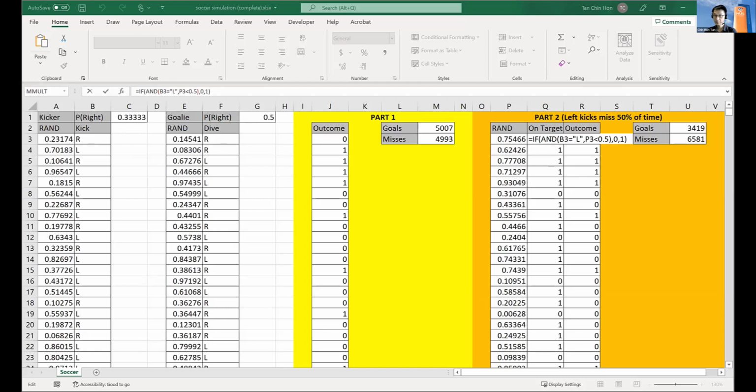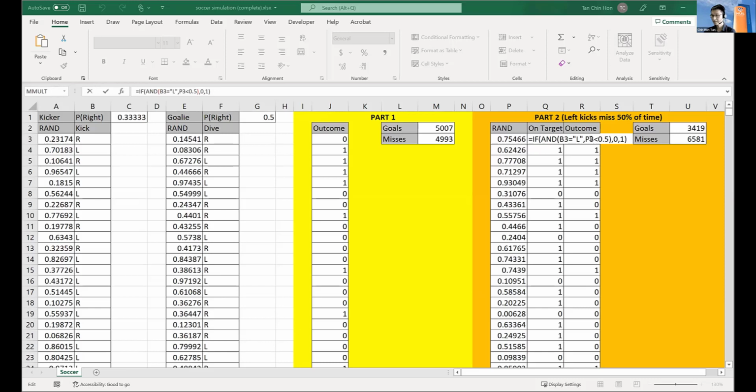And so basically what we are saying over here is that I'm going to have a nested statement. If my B3 over here is left, and if my P3 over here, this number, is less than 0.5, under this situation I say that it's going to be a miss. So if I kick left, and if this number is less than 0.5, then I say that it's going to be a miss.